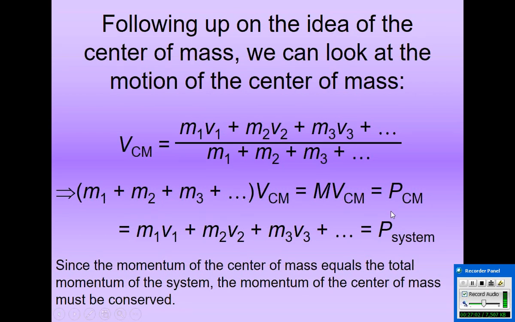But what it also means is that the overall momentum of the system is equal to the overall mass, m1 plus m2 plus m3, times the velocity of the center of mass. I hope that this intuitively makes sense. It's one of those things where if this weren't true, then reality would be immensely different from what we see. But the sum of the individual momenta equals the momentum of the system. Similarly, I can say the momentum of the system is equal to the total mass times the velocity of the center of mass.